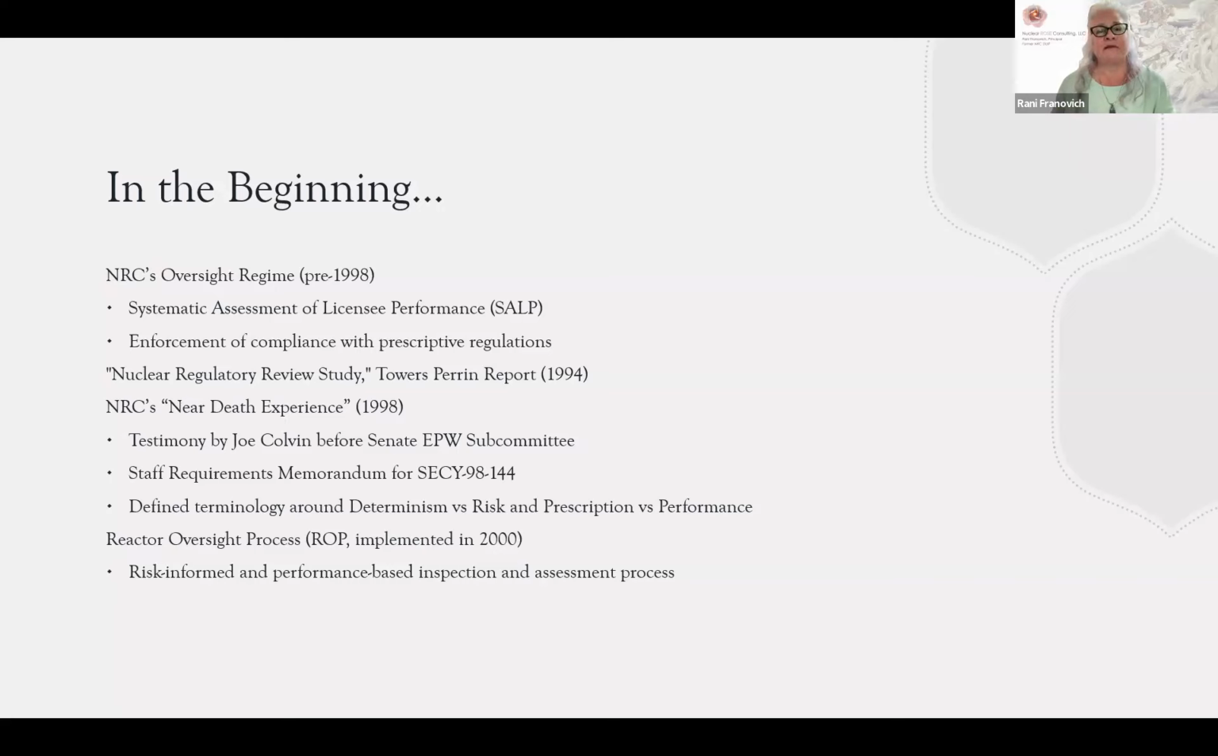Not much progress has been made with one exception. In 2000, NRC implemented a new reactor oversight process, the ROP. At the time, I was a resident inspector at the Catawba Nuclear Station. The resistance to change was palpable.